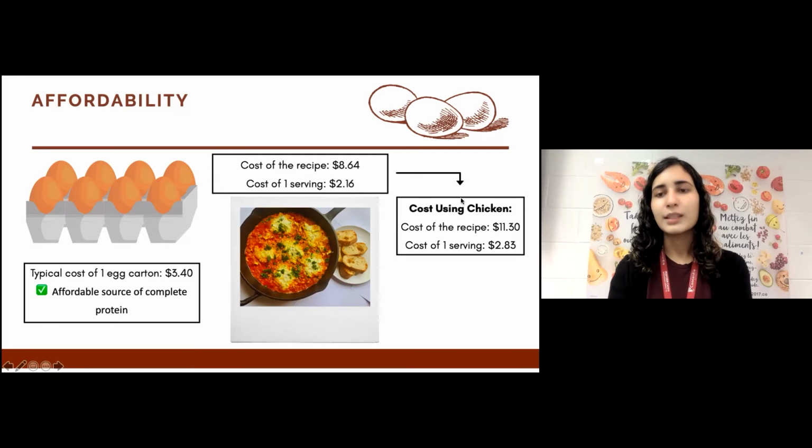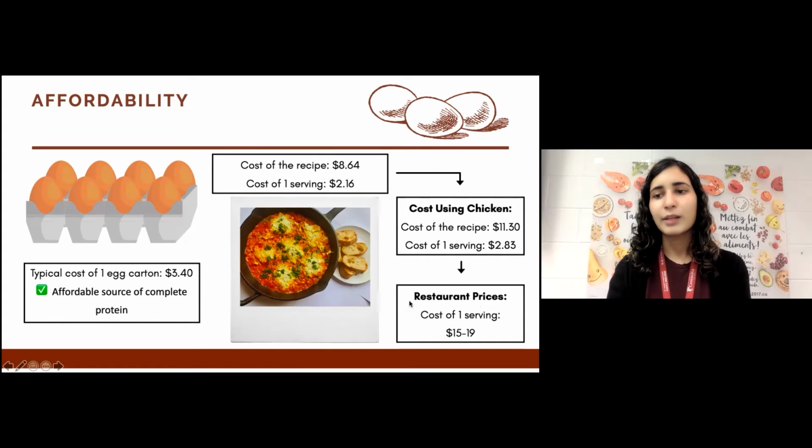In comparison, if the same recipe was prepared using chicken, the recipe cost would increase to $11.30, and the cost per serving would increase to $2.83. Then, purchasing this dish from a restaurant would cost you $15 to $19 for one serving. So, making the recipe at home can increase the affordability by quite a lot, and using eggs instead of chicken also contributes to the affordability.